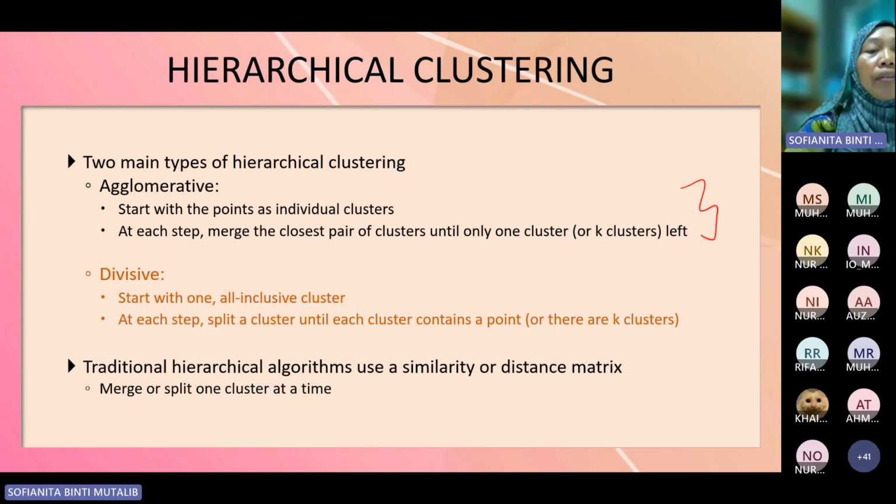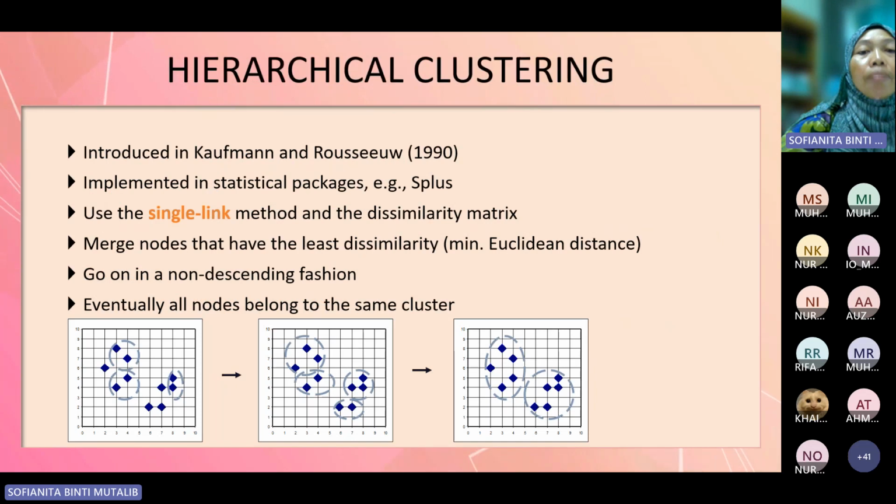So this is what I have been explaining just now. At the first point, each is an individual, and then the algorithm will merge the closest pair of clusters until all become one cluster. This concept was proposed back in the 1990s, and under hierarchical clustering, there is also a method to be understood.